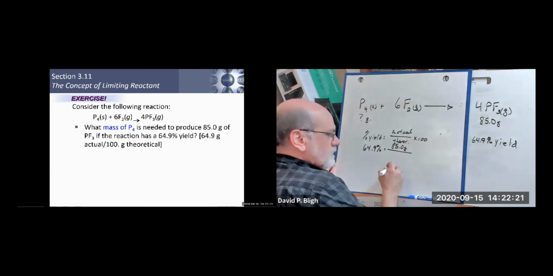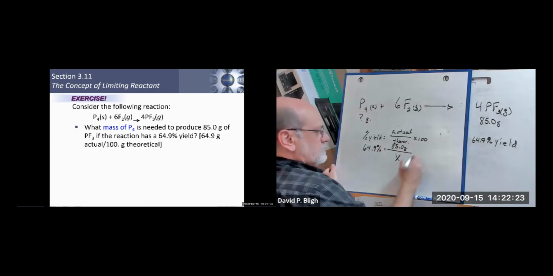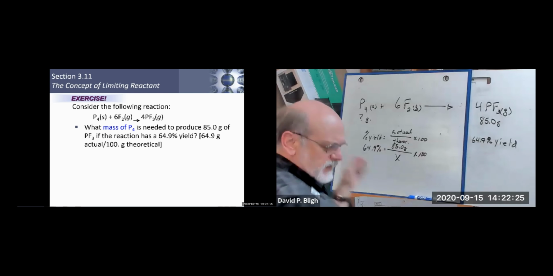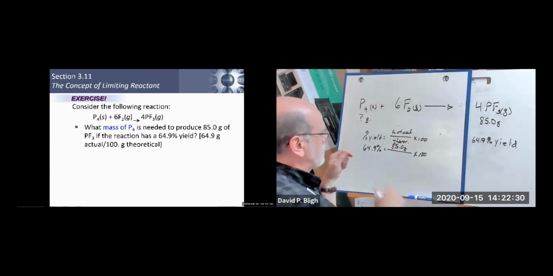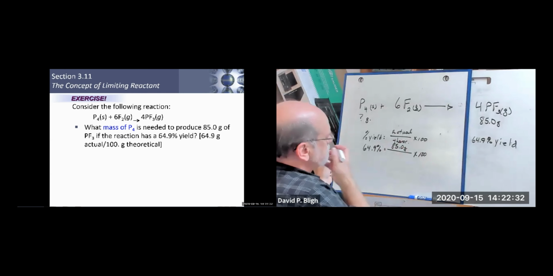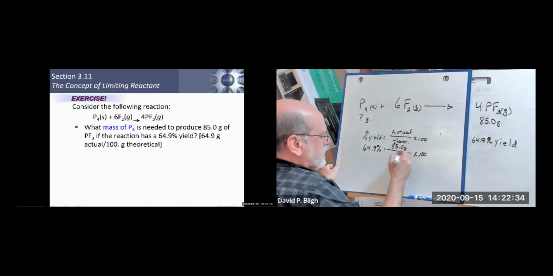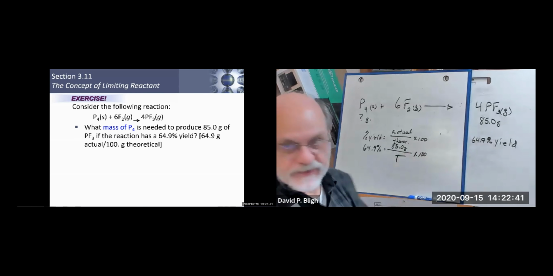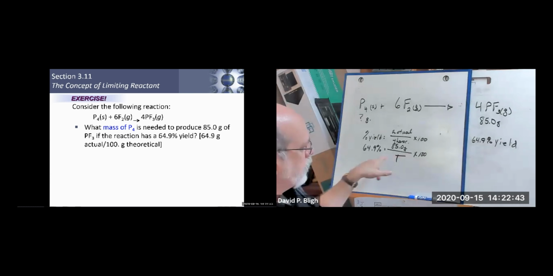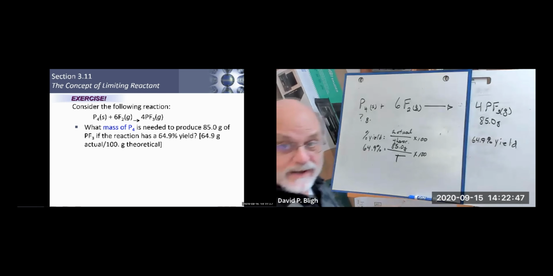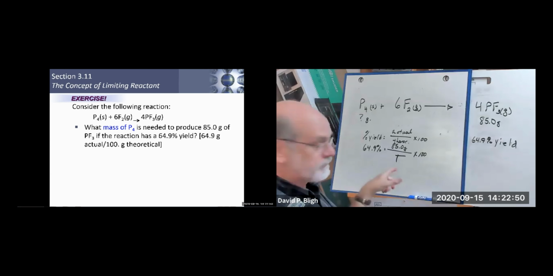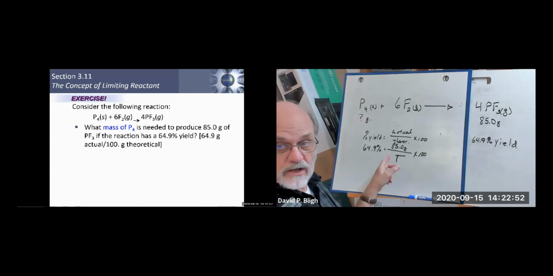And the theoretical is unknown. Let's make it a different letter, not an X. Let's make it T for theoretical. So there's our equation with one unknown. You can solve for it. But you had to set it up correctly in order to identify the calculation that's required.